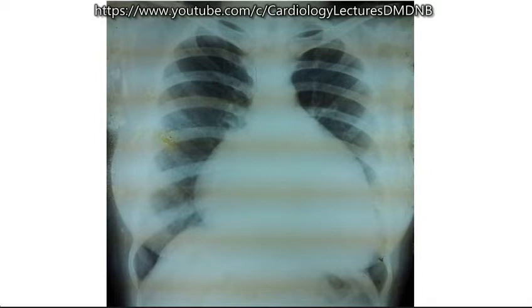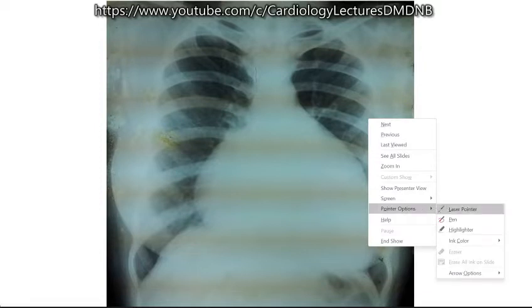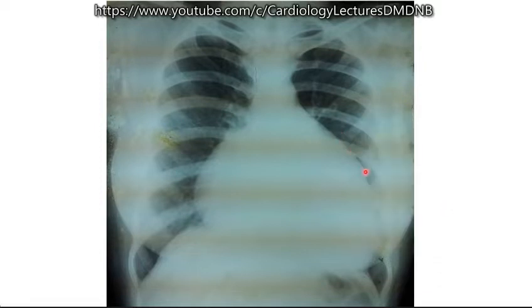So now, what do you think about this? There is a slight bulge here. What is this bulge? That is the left atrial appendage. Does it have the shape of the left atrial appendage? No, sir. Sir, RVOT, sir. It is an RVOT dilatation.